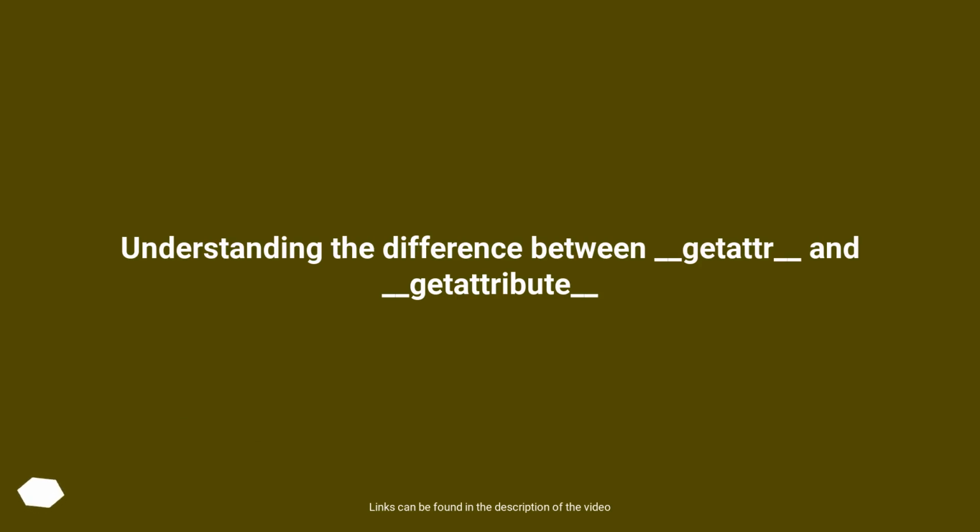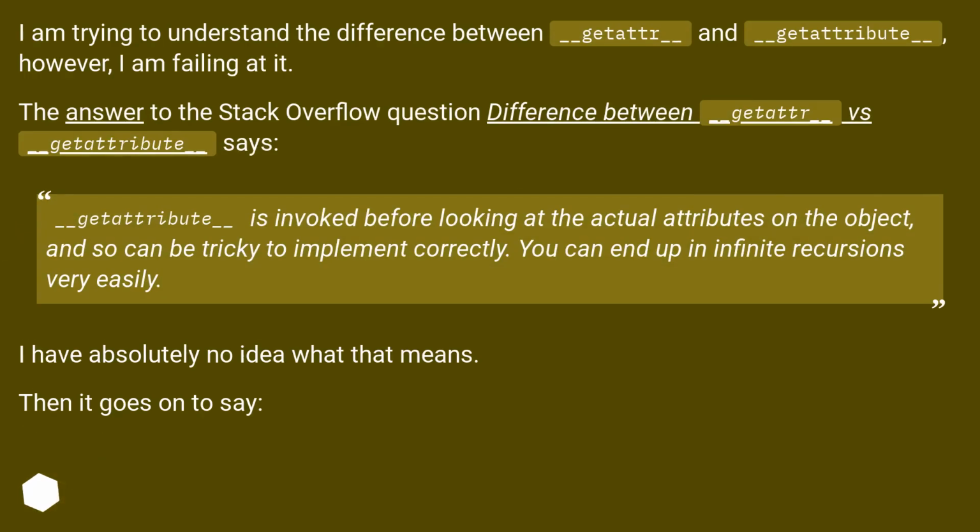Understanding the difference between __getattr__ and __getattribute__. I am trying to understand the difference between __getattr__ and __getattribute__, however, I am failing at it.